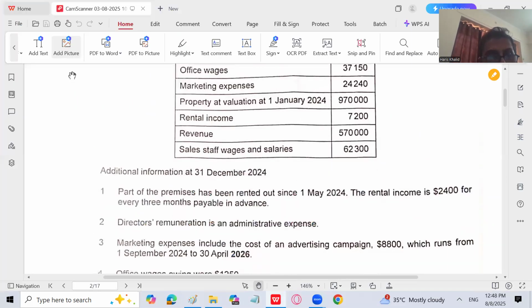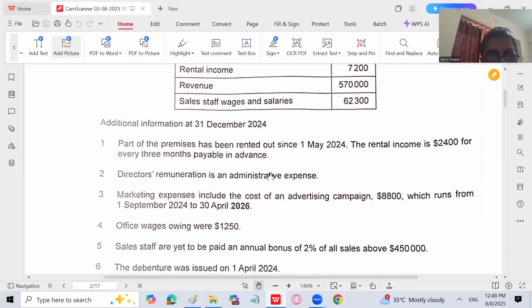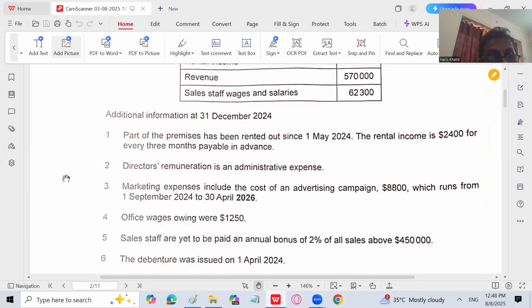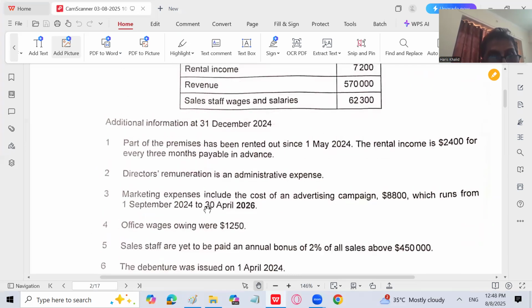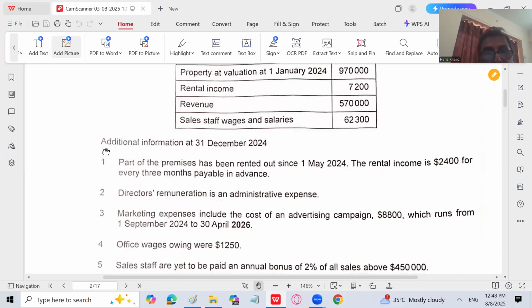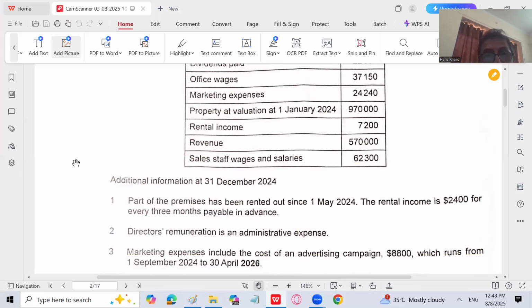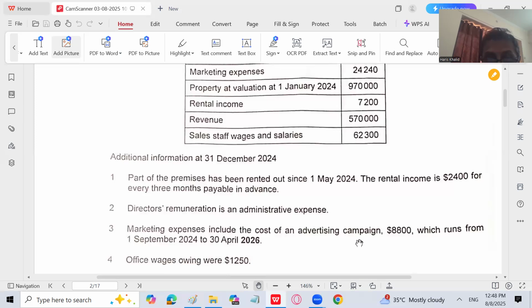Now the marketing expenses. We have an adjustment regarding marketing expenses. Marketing expenses include the cost of an advertising campaign, 8,800, which runs from 1st September 2024 to 30th April 2026. So marketing expense includes the cost of 8,800. Marketing expense is given as 24,240, right in front of you, but there is an advertising campaign of 8,800 which runs from 1st September 2024 to 30th April 2026.